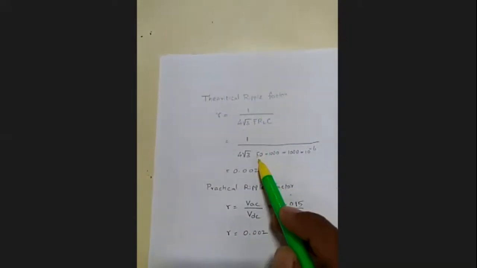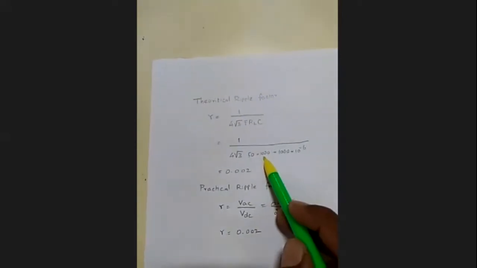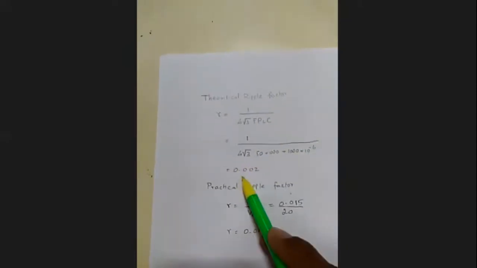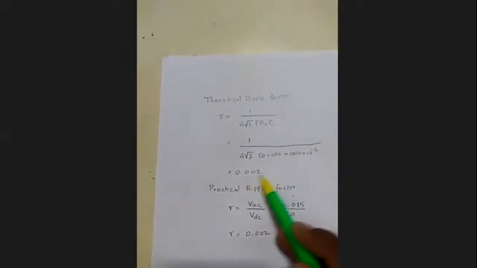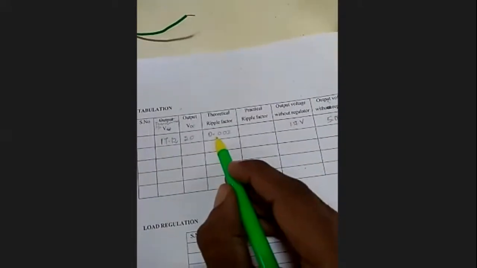Now going on to the ripple factor. The theoretical ripple factor is calculated using this formula: 1 by 4 root 3 f RL C. Frequency f is 50 hertz, RL is 1 kilo ohm for our first case, and the capacitor value is 1000 microfarad. When you put that in, it is around 0.002. So that's the theoretical value, 0.002.